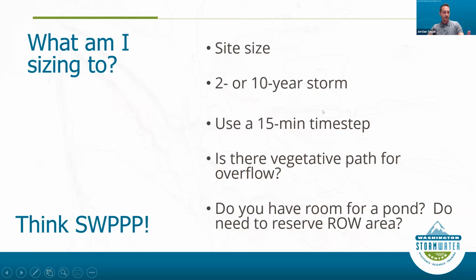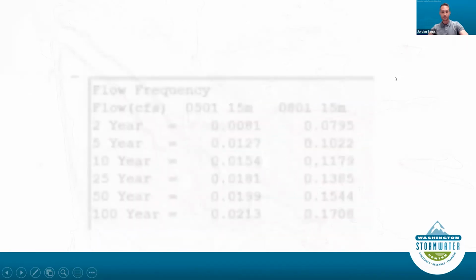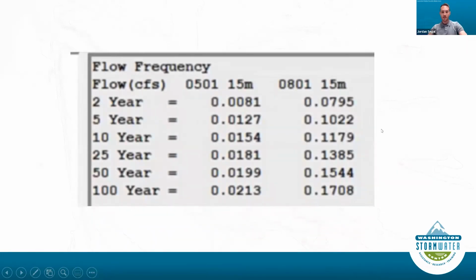So that information, again, little catchphrase, think SWPPP. Here's an example from a technical information report, a drainage report that I was provided. A lot of info. I'm going to zoom in on this really quick. They provided me a WWHM model. They showed me what the 2-year flow was.